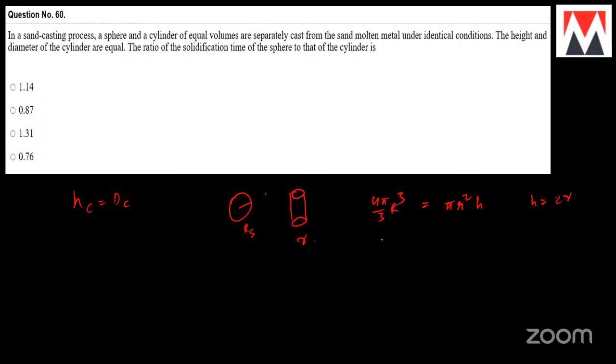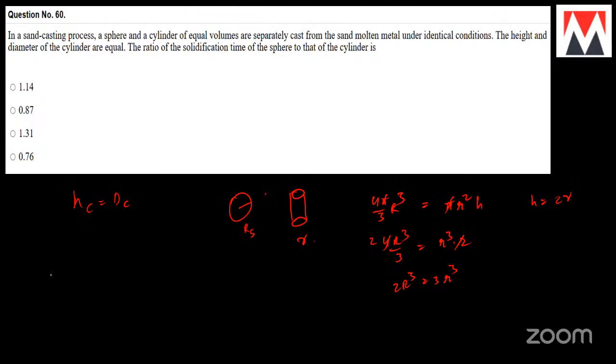So here you can write 4 pi by 3 r cube, pi gets cancelled. You have 4 r cube by 3 is equal to small r cube into 2, because this is nothing but 2r. So again 2 gets cancelled. So 2 r cube equal to 3 small r cube. So this is the relation.